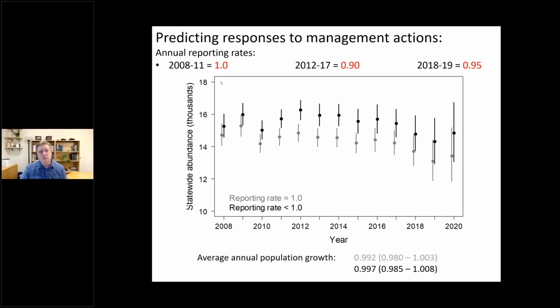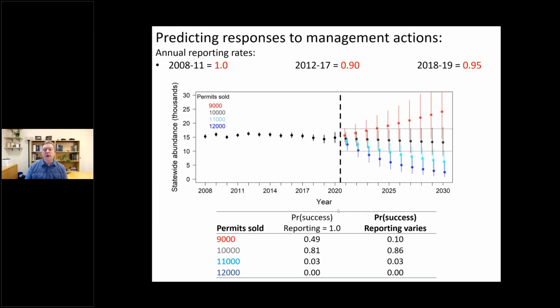So although we can change the reporting rates and even change the reporting rates through years, our main take-home message is that the population still appears relatively stable from 2008 to 2020. And just to verify that, we refit the entire projection model looking at our probability of management success moving forward to 2030 under these different reporting rates, and the overall take-home message remained the same. This idea of maintaining the status quo with about 10,000 permits being sold per year still gives you the highest probability of success for this management program.